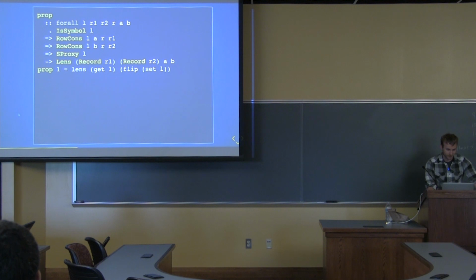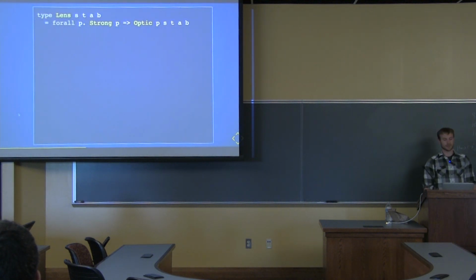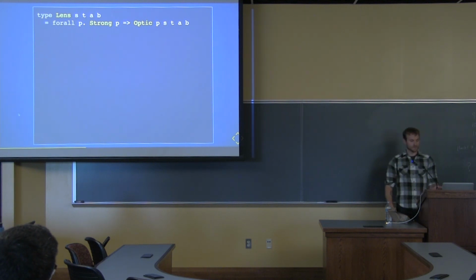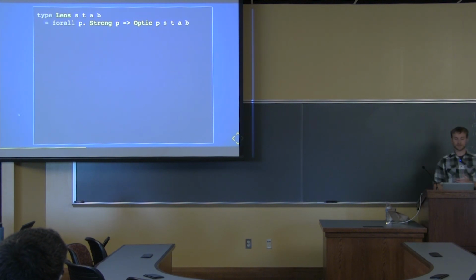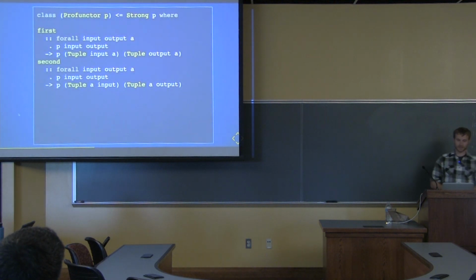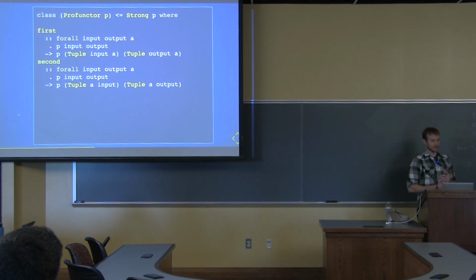So let's take a look at what this lens type alias is. So lens, again, is an optic. It's a little more general than setter. It's an optic where P is just constrained by this strong type class. And if we look at what the strong type class is, strong is a subclass of profunctor. I think that's the right term, subclass.